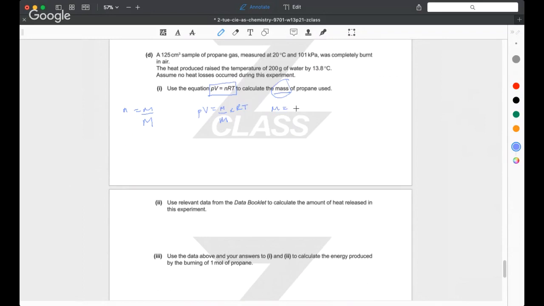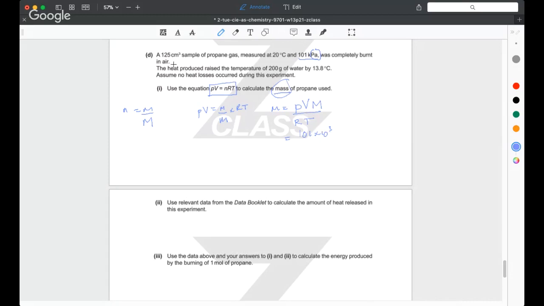So that is, the mass is going to equal the pressure times the volume times the molar mass divided by the gas constant divided by the temperature. And all we need to do now is substitute in the values to get our mass. Well, pressure here is given to us as 101 kilopascals. So the SI unit for pressure is newtons per meter squared, or pascals. This is 1,000 pascals. So our pressure value there is 101 times 10 to the 3 pascals.